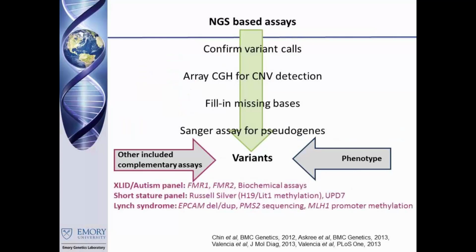So when you're actually doing clinical testing, how do you attempt to cover the entire mutation spectrum of the gene? Because we know point mutations happen, and deletions and duplications happen. Another thing we are not really addressing as we keep talking about NGS is the methylation aspect of some of the disorders. If you look at gene panels or exome and genome sequencing, you're going to confirm the variant calls. I'm going to show you array CGH for CNV detection, to fill in the missing bases.